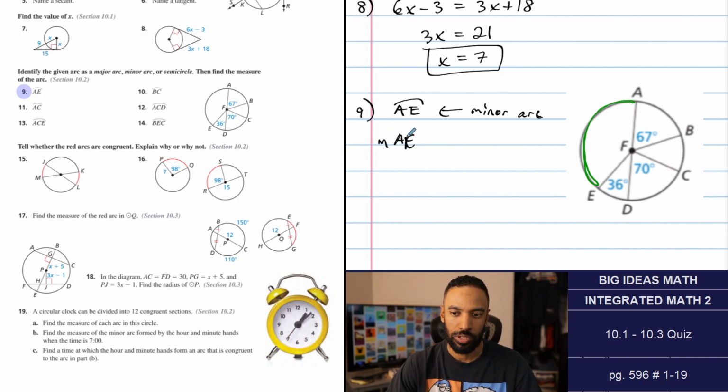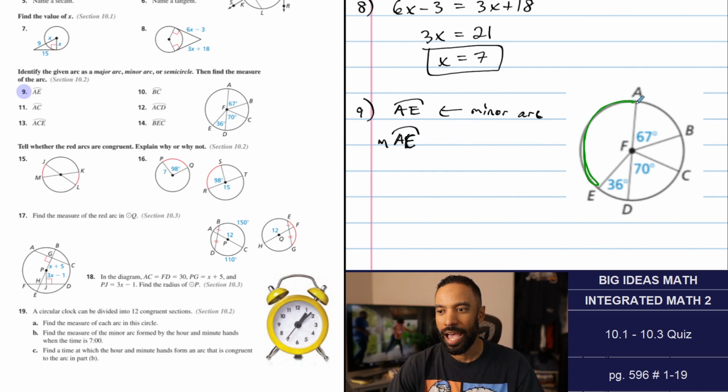Measure of arc, I do this a lot, AE. I turn a C into an E. Here's what I kind of noticed. I mean, you have 2 options. You can, well, we don't know this measure actually, so I'm not going to speak on that one.